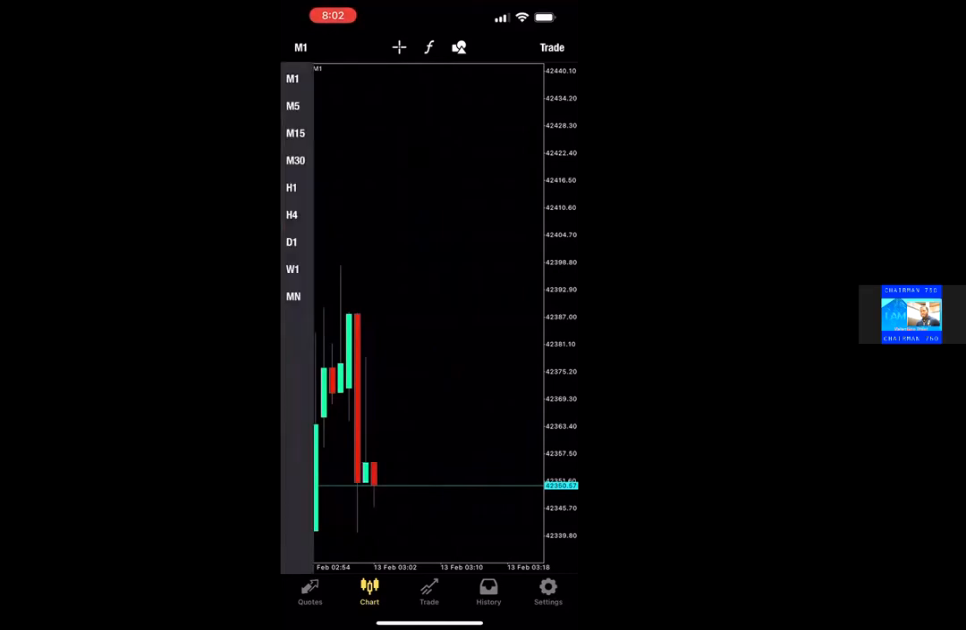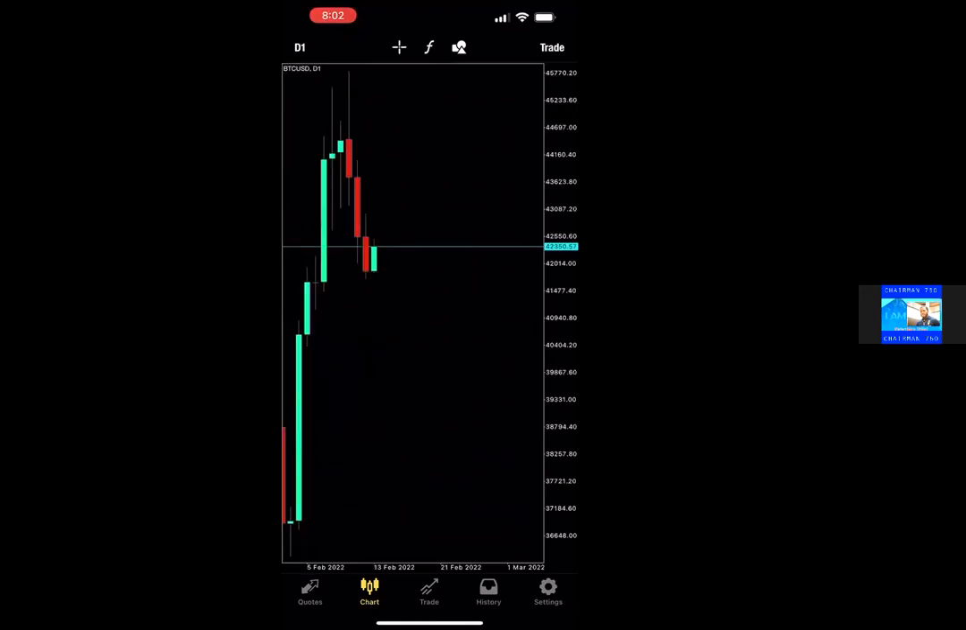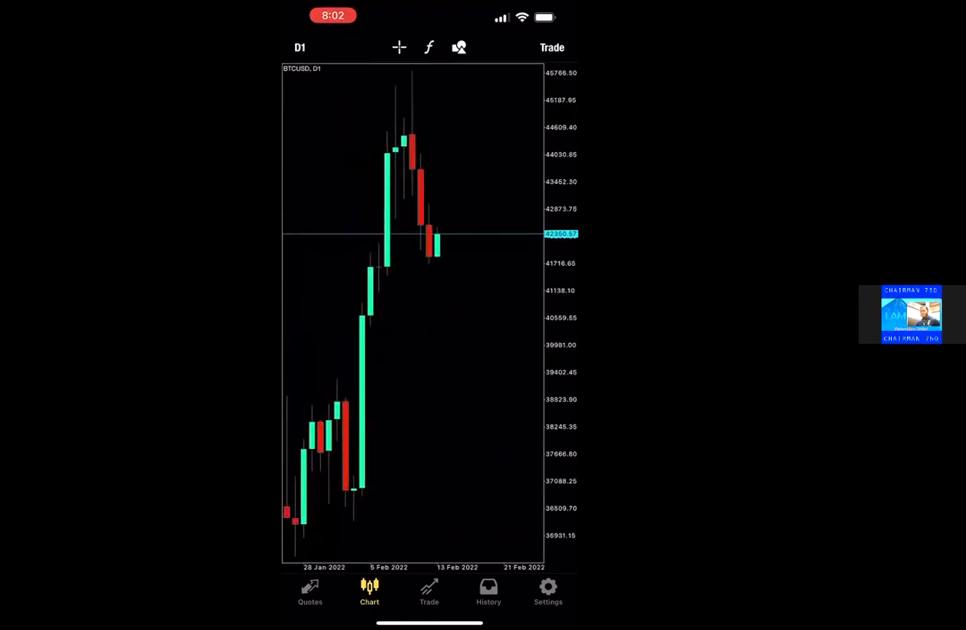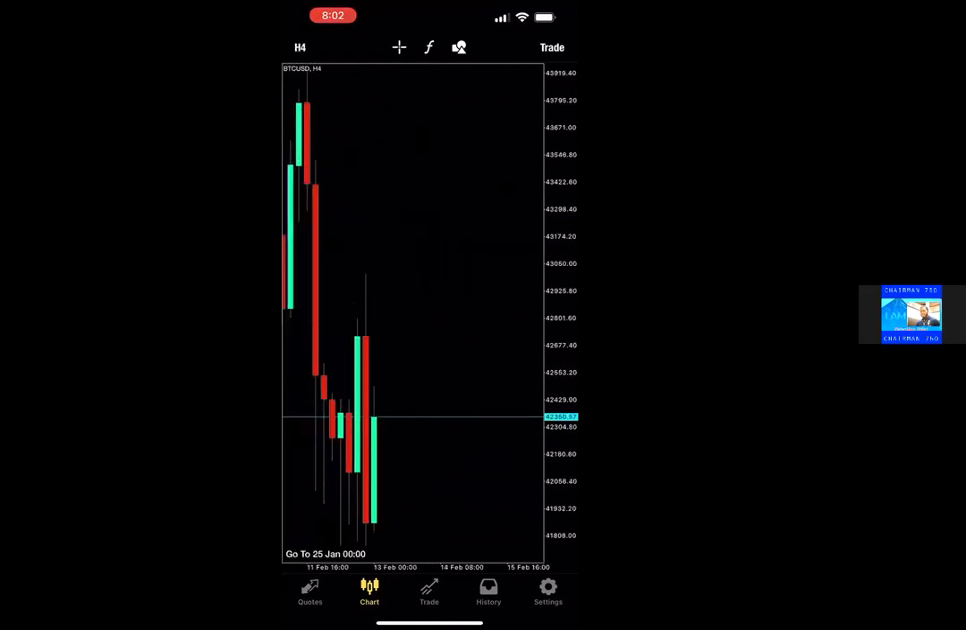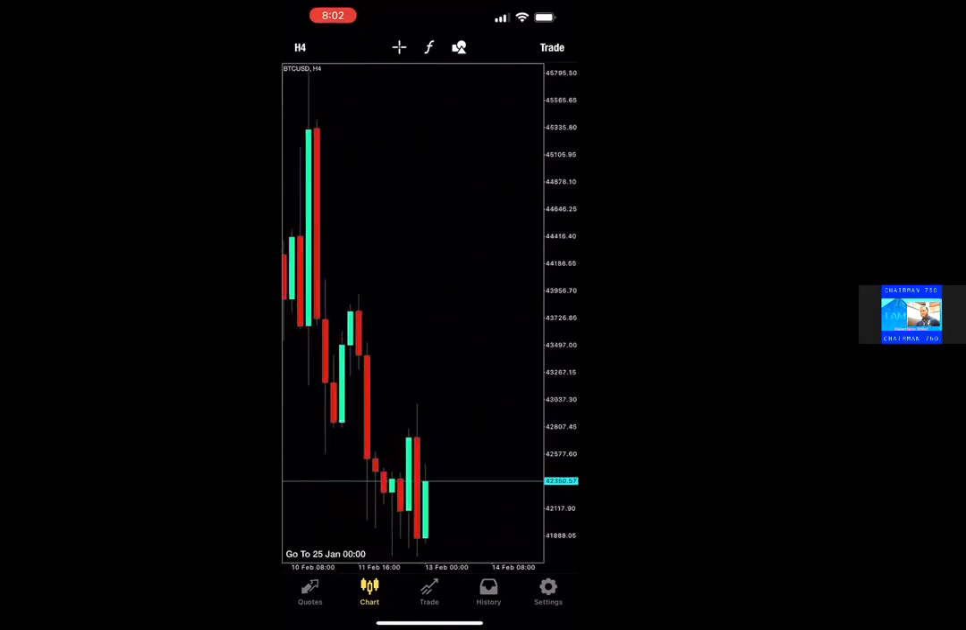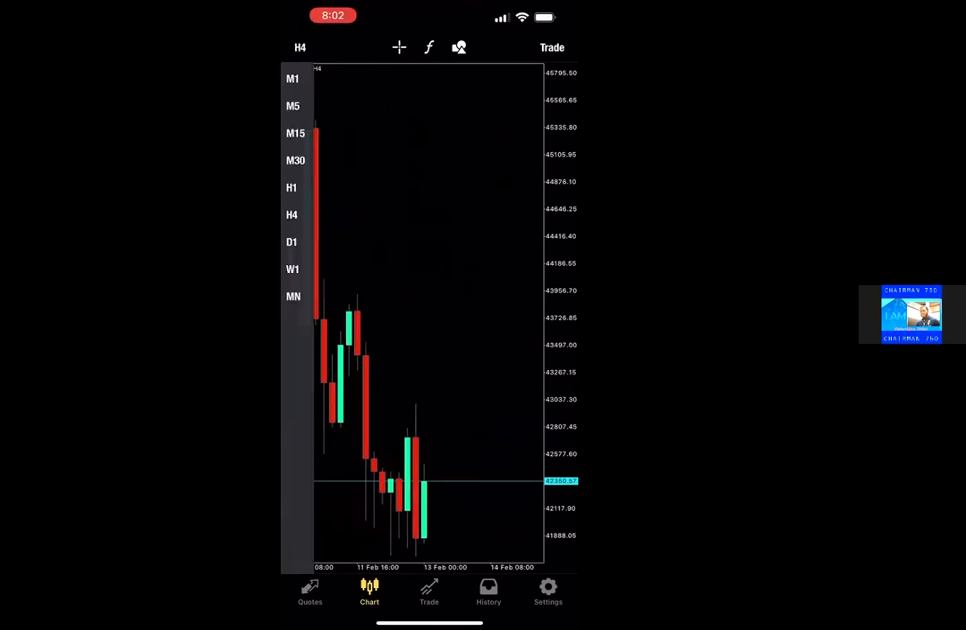If I go to the D1, I'm going to see a new candlestick come out every day, and so on in between these little intervals. All right. So that's just what the time frames are, and that's what the time frames mean.